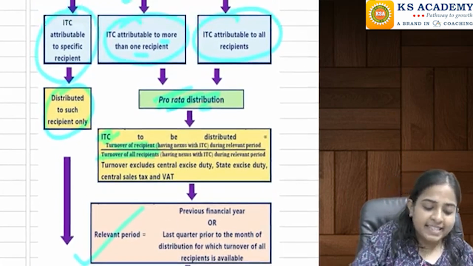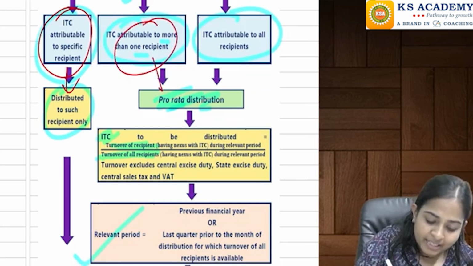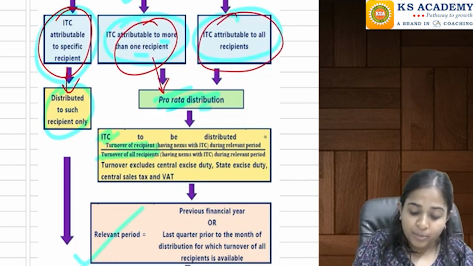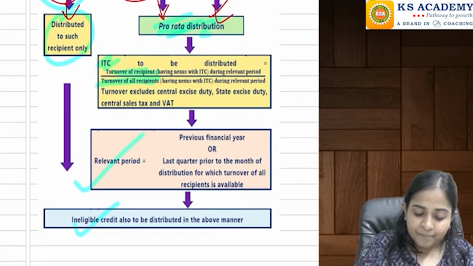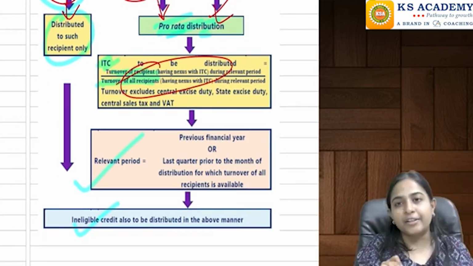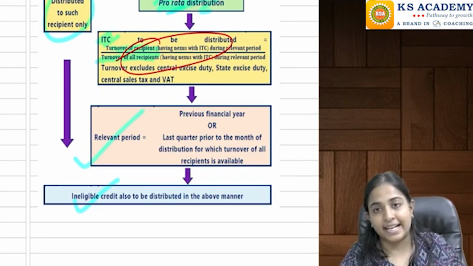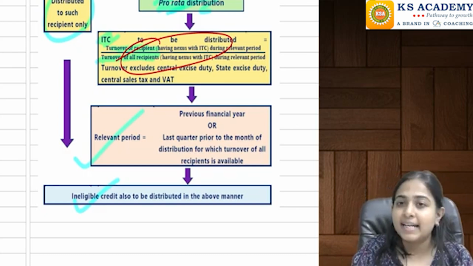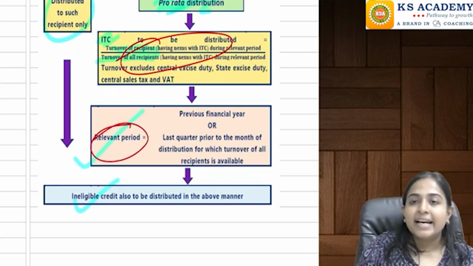Yes, if ITC is attributable to a specific recipient, distribute only to him. Okay, if it is attributable to more than one recipient, then distribute to those people. If it is attributable to all the recipients, then do this proportionate distribution, that is in the ratio of the turnover. Turnover will exclude all the taxes, GST as well as excise, VAT, CST, etc. And the turnover that you have to take should be for the relevant period.